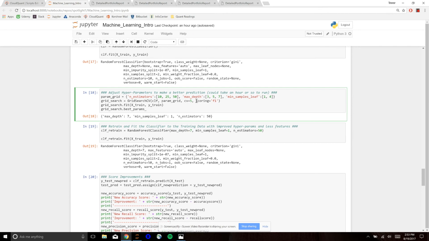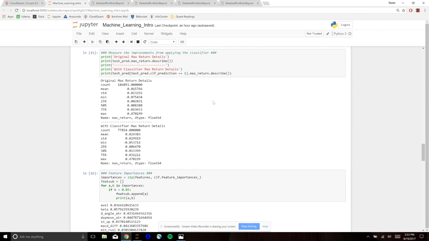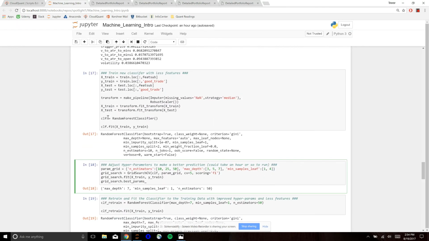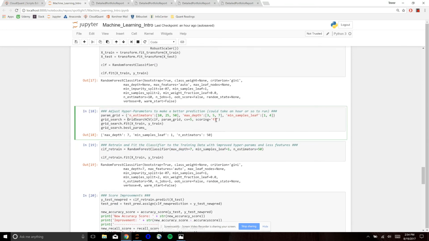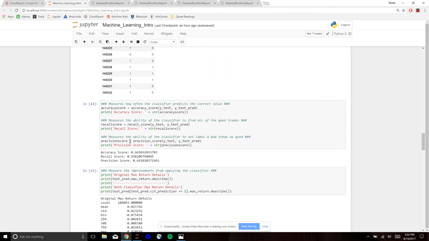And this scoring function will tell it what score to optimize. If we go back up here, we could optimize accuracy, recall, or precision. I have chosen to use a scoring method called F1, which is just a weighted combination of your recall and your precision. So like I was talking about earlier, we don't just want precision because we're not going to be taking that many trades. We don't just want recall because then we might not be very accurate with every trade that we're taking. We might be taking a good amount of bad trades.